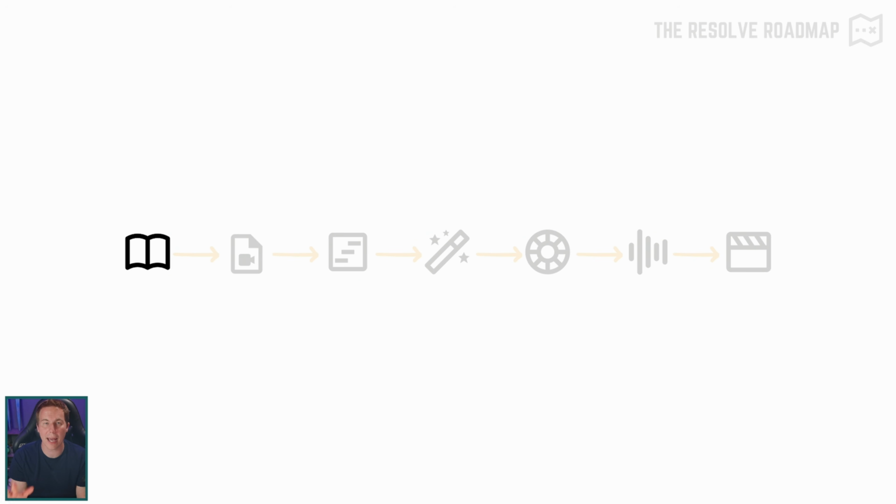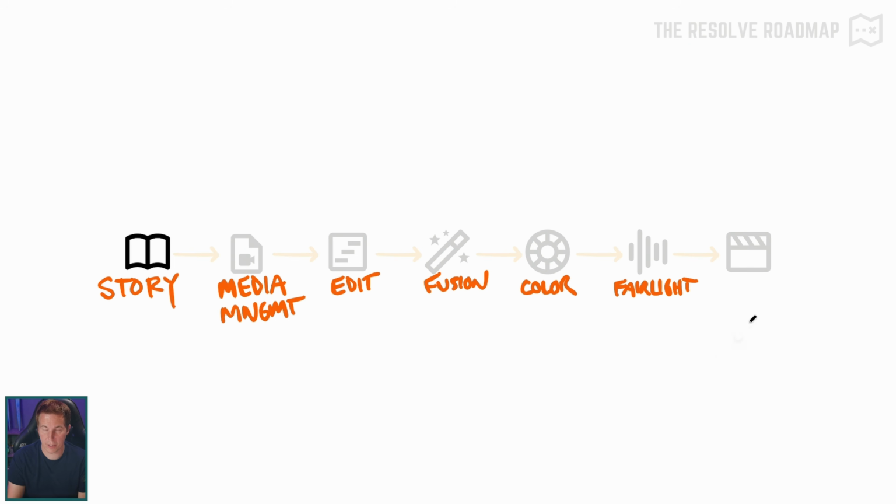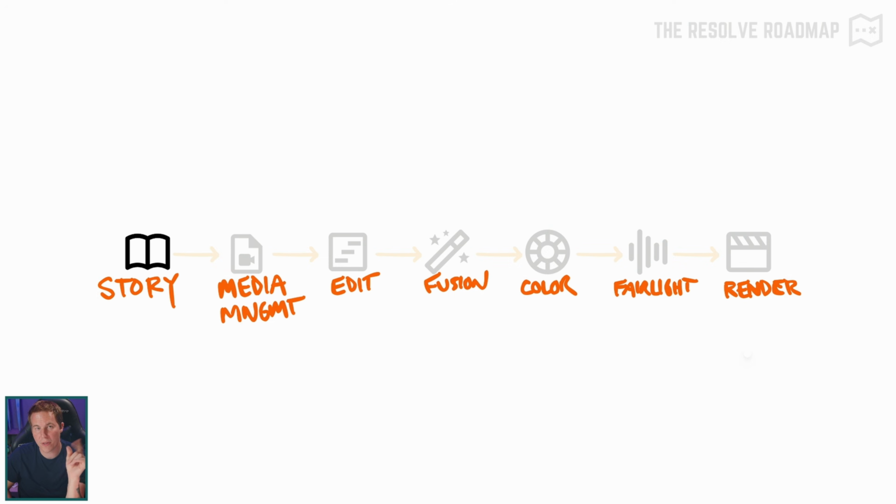So there are 7 categories, 7 major steps to really understand video workflow when it comes to DaVinci Resolve. We got story, media management, edit, fusion, color, Fairlight, and render. If you can get familiar with the basics of these 7 things, Resolve is going to stop being so mysterious and confusing, and it's going to turn into a tool that you can use to make amazing videos. It's so exciting. So let's start out with story.